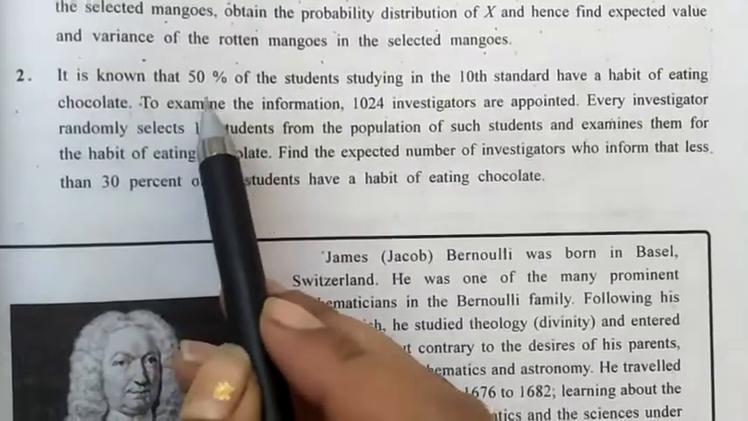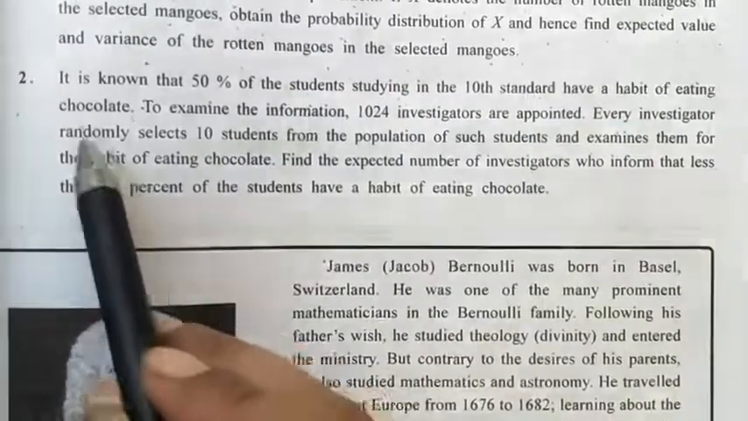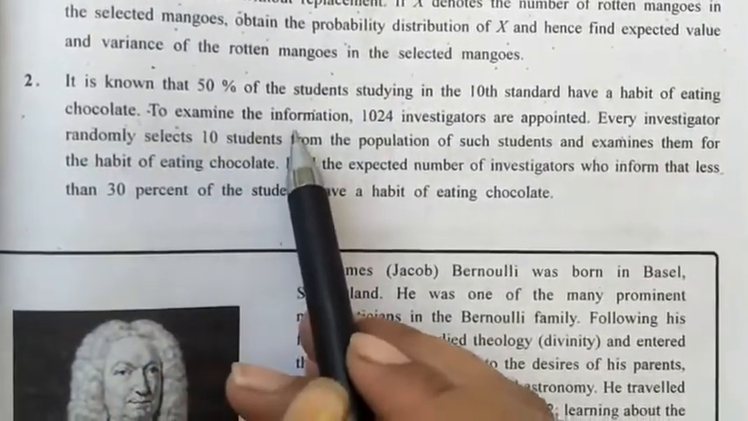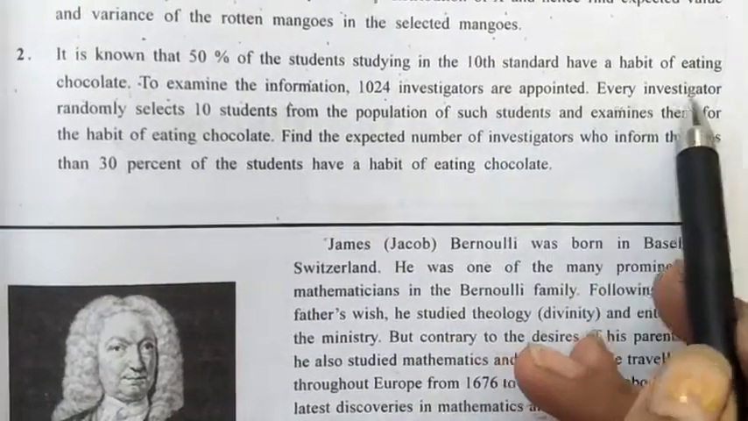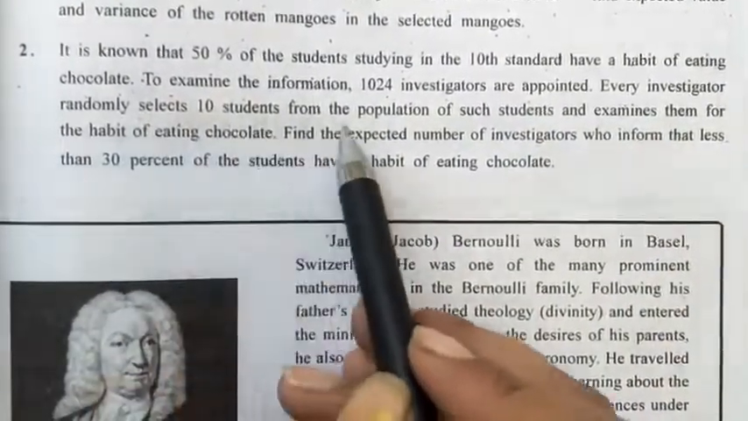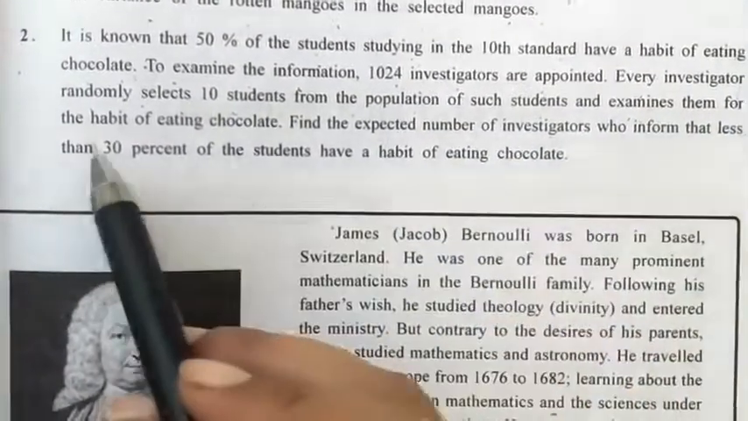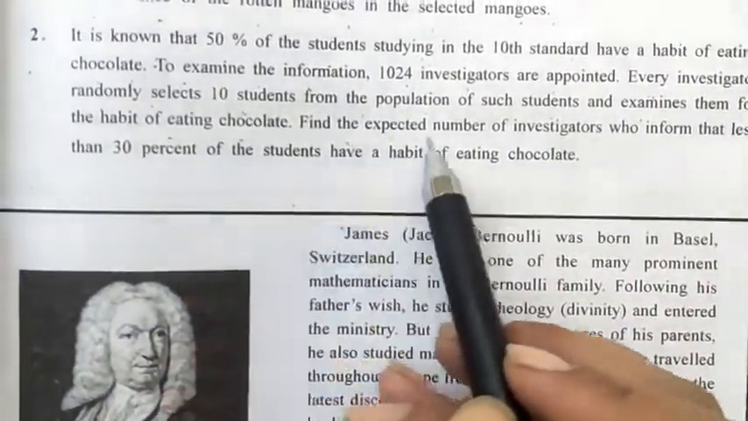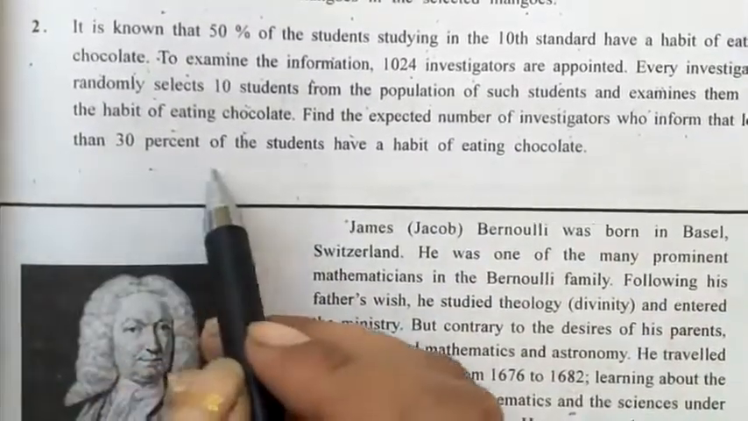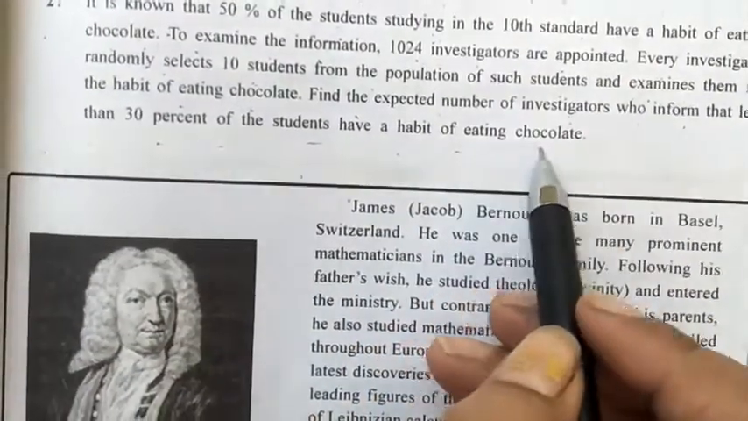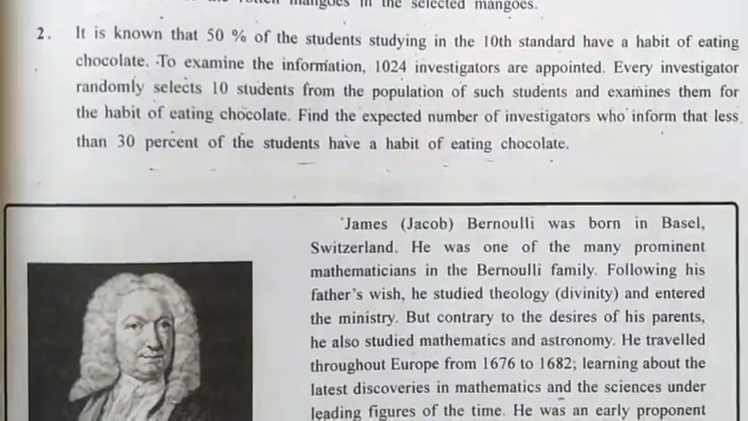It is known that 50% of the students studying in the 10th standard have a habit of eating chocolate. To examine the information, 1024 invigilators are appointed. Every invigilator randomly selected 10 students from the population of such students and examined them for the habit of eating chocolates. Find the expected number of invigilators who inform that less than 30% of the students have a habit of eating chocolate. Clear? So let us solve this sum.